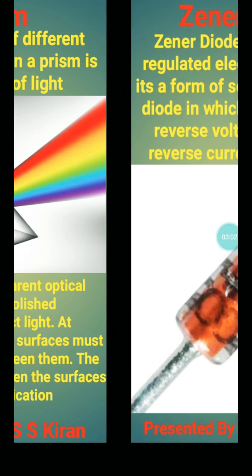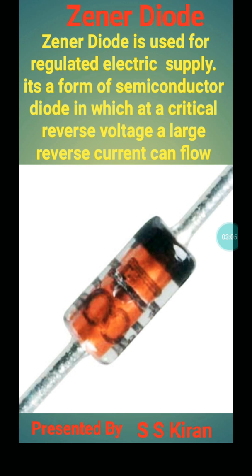The next discussion: Zener diode. It is a special type of diode. This is also a two-terminal semiconductor device, having two terminals, anode and cathode. A Zener diode is used for a regulated electric power supply. It is a form of semiconductor diode in which, at a critical reverse voltage, a large reverse current can flow. In forward bias, it has the same property as an ordinary diode. See the photograph of the Zener diode.